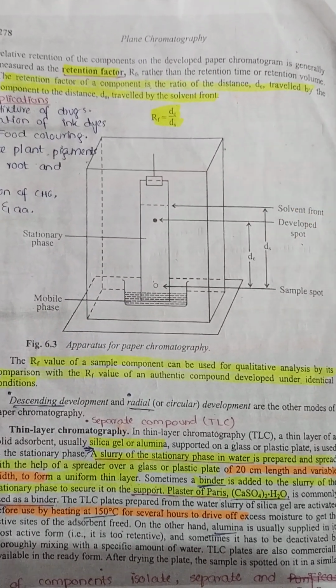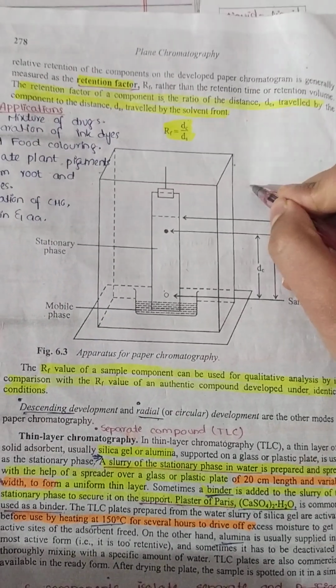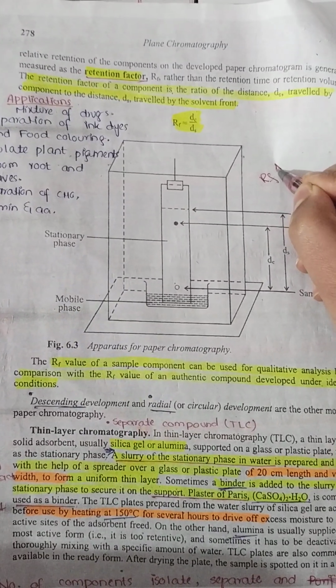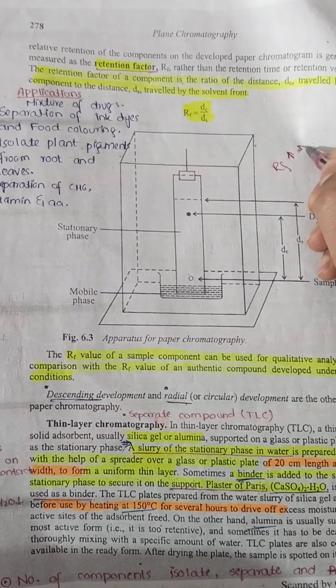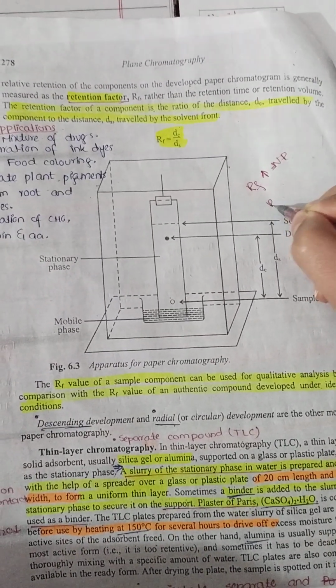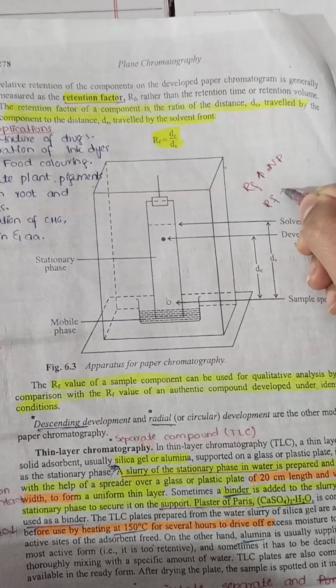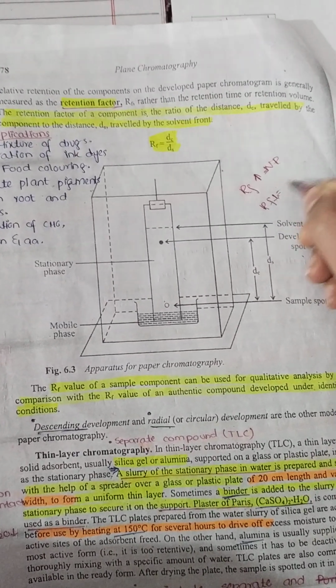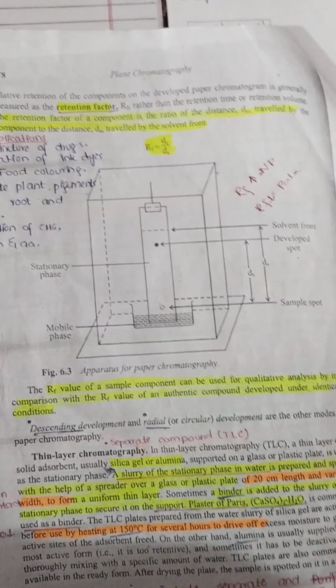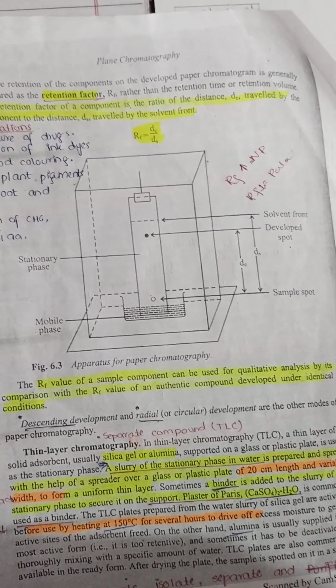If our RF value is greater, it means our component is non-polar. If our RF value is less, it means our component is polar. Due to the RF value, we determine the polarity of the compound.